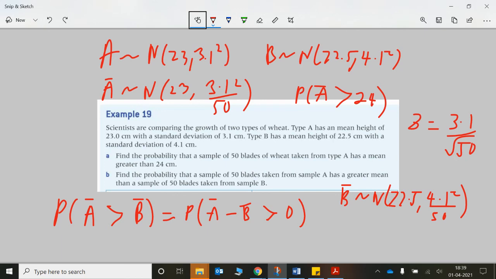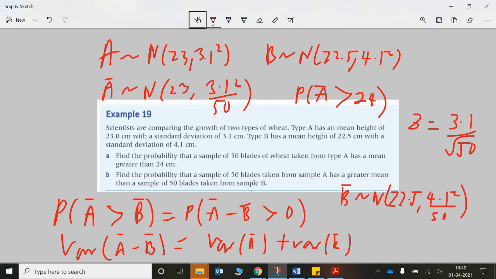Then we need the variance, obviously, in this case as well. So the variance of A bar minus B bar, and we can combine these two by doing the variance of A bar, plus minus 1 squared, in other words, just plus the variance of B bar in this case as well. So now that's going to give us our normal distribution, whatever you want to call that. You can call this variable here X.